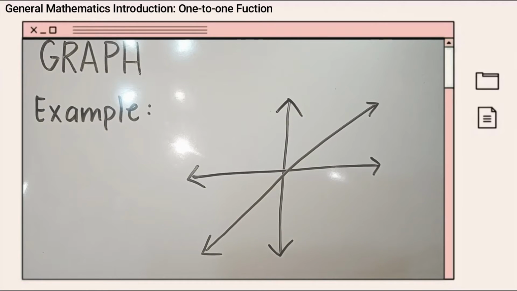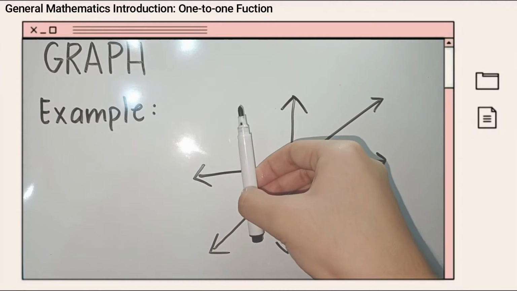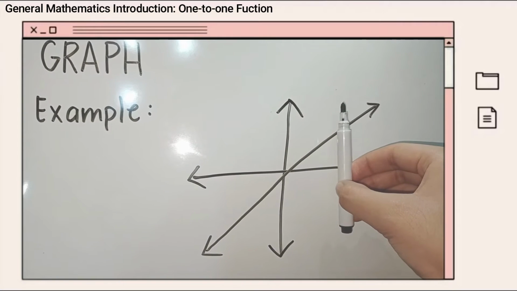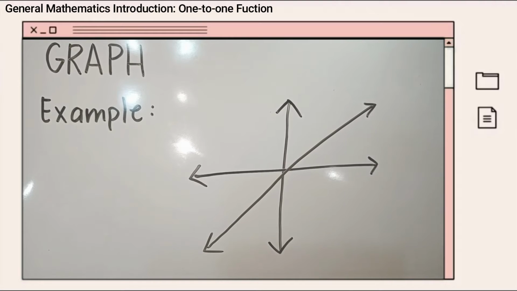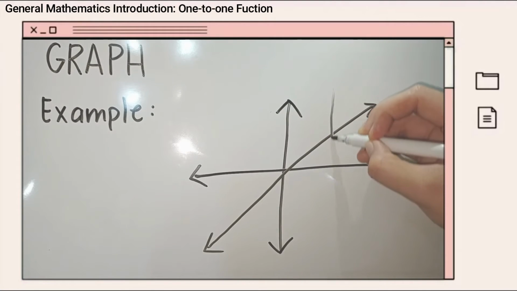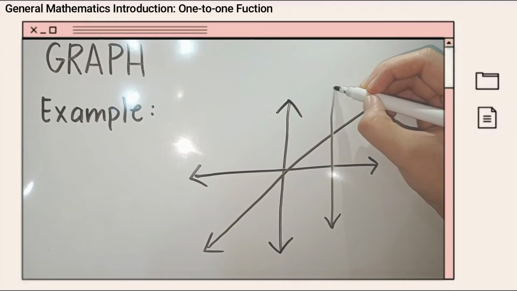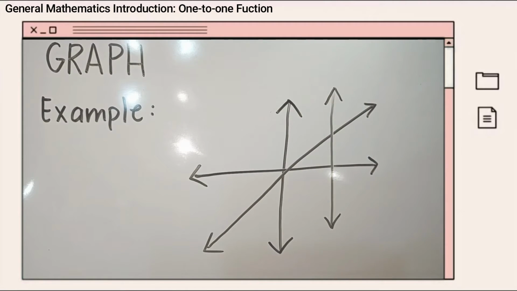Assuming it is our vertical line, we move from here up to here and notice that the line touches the graph once. If we put a line in here and assume that this is a vertical line, you can see it has 1 point, which means it touches the graph only once. So this is a one-to-one function.